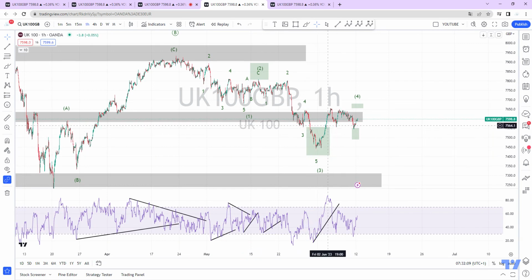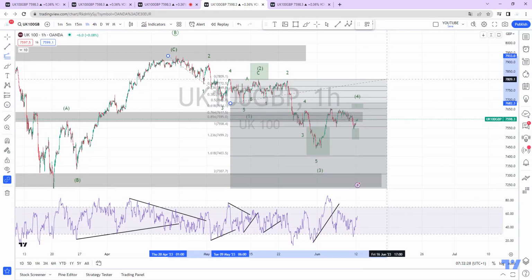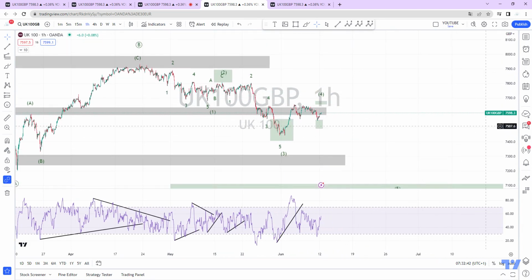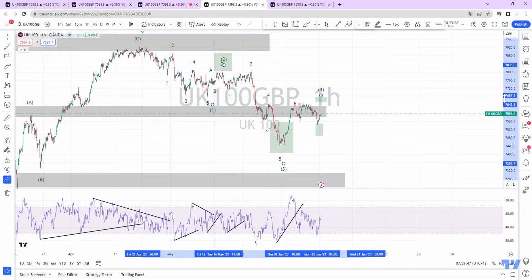We turned from the area that a wave 3 can turn, which is between the 1 and the 1.618 FIB extension. Normally, a wave 3 should reach the 1.618 FIB extension, but yeah, we did not reach it. But okay, for me, this can still be a wave 3. And so now I believe we are doing a wave 4, which will be followed by a wave 5 to the downside.